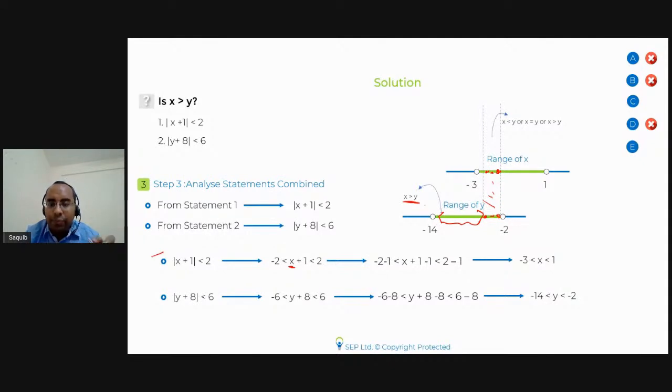Okay. So I hope you understand that you need to draw it. If you haven't drawn it, you might end up making a mistake. You might end up marking the answer as C. So what is the learning from this question?